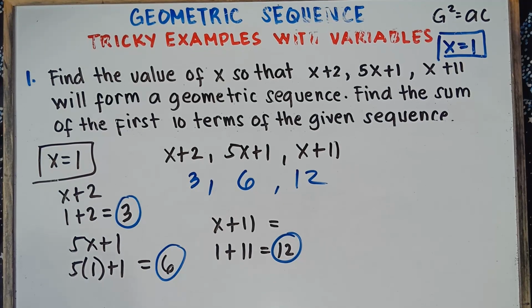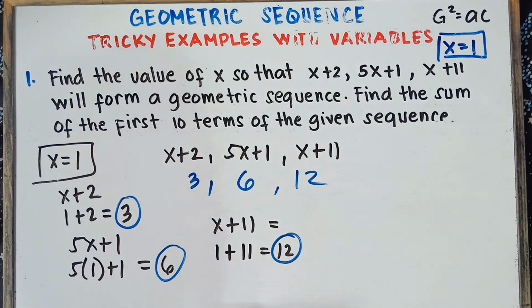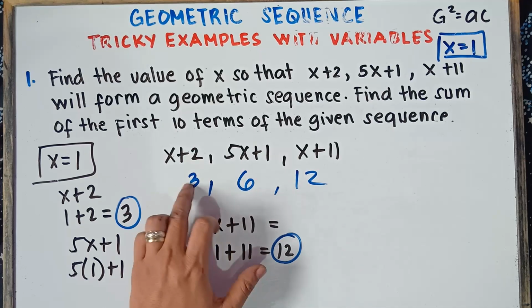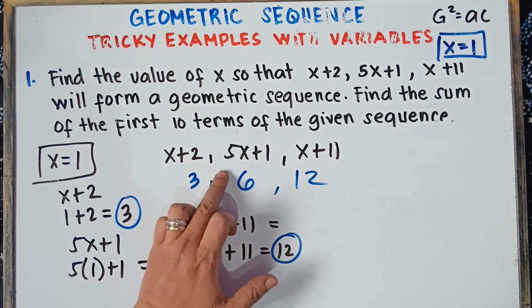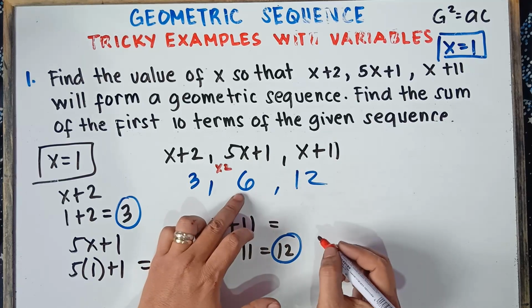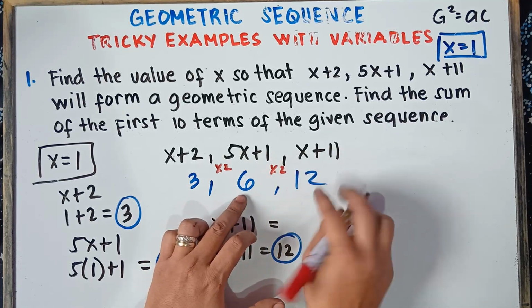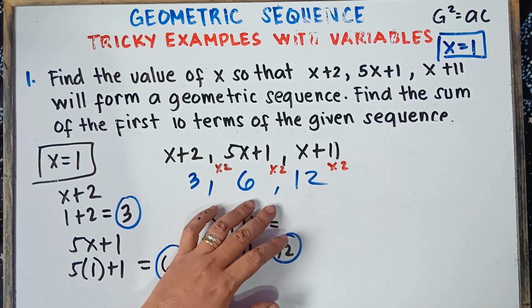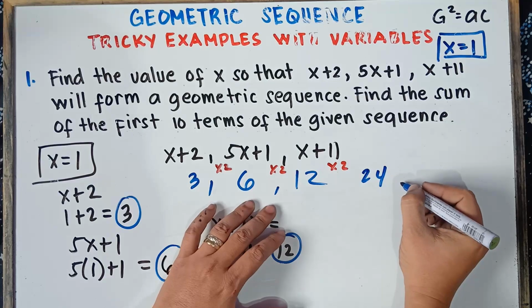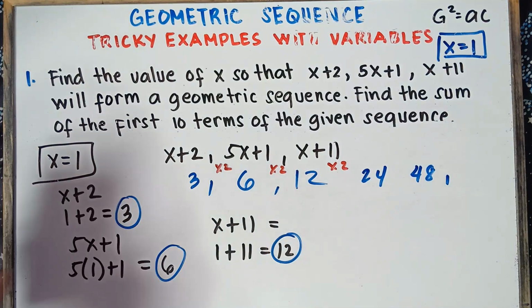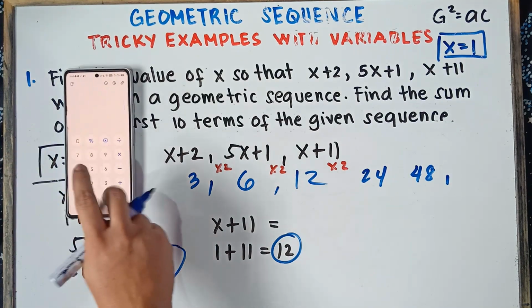So we are told to find the sum of the first 10 terms. Therefore, we can multiply by 2, right? Because the common ratio is 2. 6 divided by 3, that would be 2, right? Or 3 times 2, that would be 6. Second term is 6 times 2, that would be 12. Third term is 12 times 2, that would be 24, right? So this is 24 times 2, that would be 48. 48 times 2, let's use our calculator.